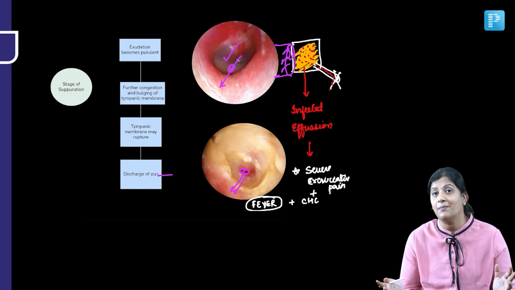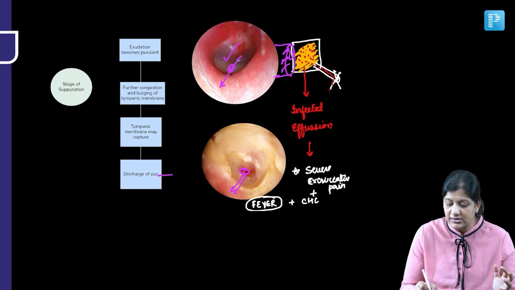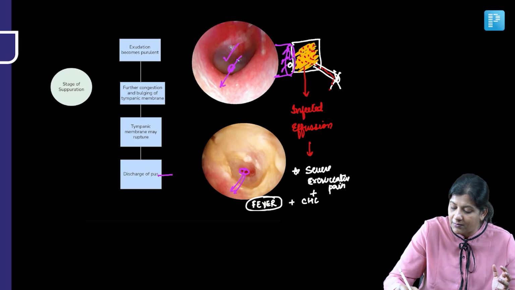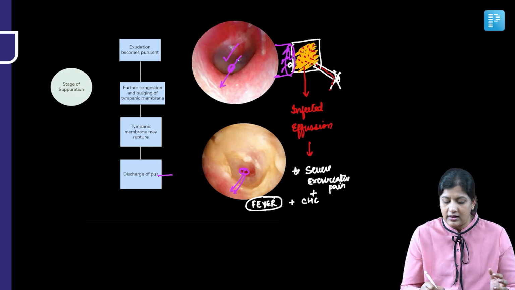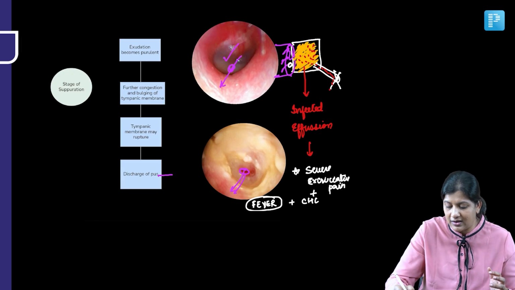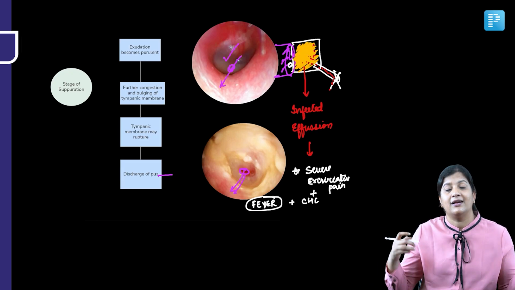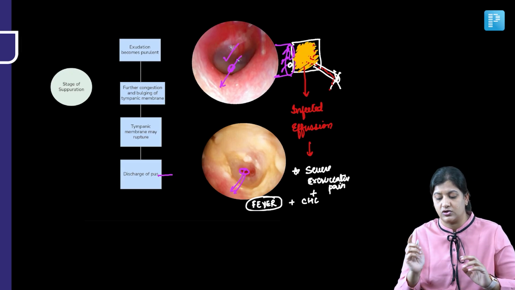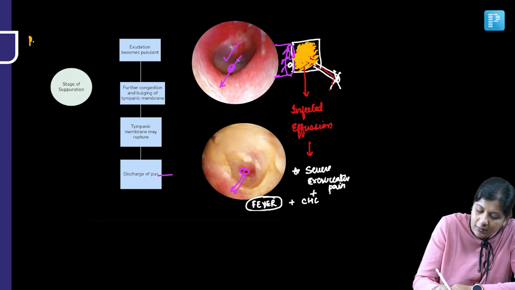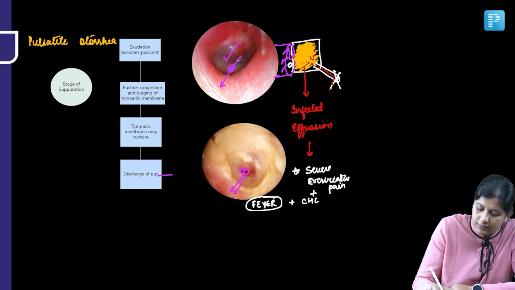Why is it coming in a pulsatile form? Because the perforation in the tympanic membrane is very small. The amount of pus in the middle ear is quite huge and that is coming under pressure. So, what do you get here? You get here pulsatile otorrhea. So, what will you see? You will see pulsatile otorrhea.